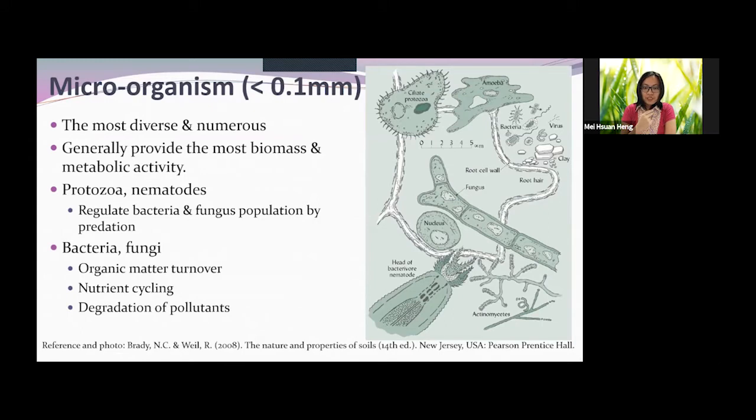The microorganisms are the most diverse and abundant group living in the soil. They carry out a lot of metabolic activity and provide the most biomass. For example, protozoa and nematodes are microfauna that regulate bacteria and fungi populations. The other group, where the most research is going on, is the bacteria and fungi. These two are the decomposers in the soil. They can change or release the nutrients contained in organic matter or plant debris into the soil, which can subsequently be absorbed by plants and used by other microbes also.